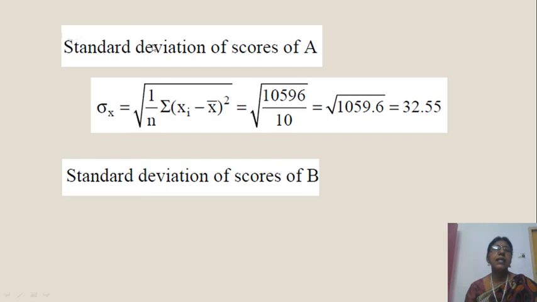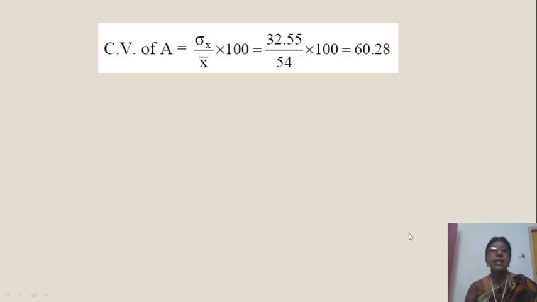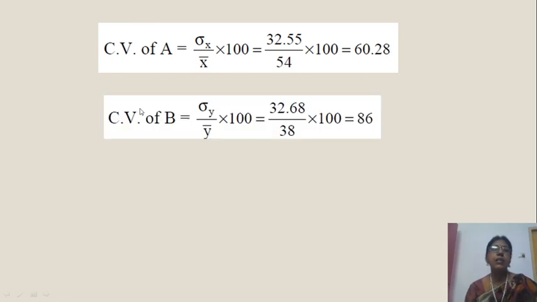Similarly, find the SD of scores of B. Same formula, replace XI by YI, sigma Y here. So YI minus Y bar squared, you get 32.68. So which is better? 32.55 is there, 32.68 is there. So find the CV. CV of A is sigma X by X bar into 100, you get 60.28. Similarly, CV of B is equal to sigma Y by Y bar into 100, you get 86.